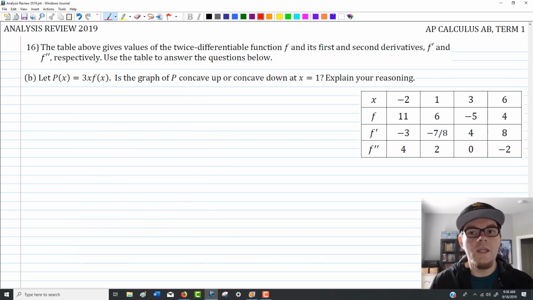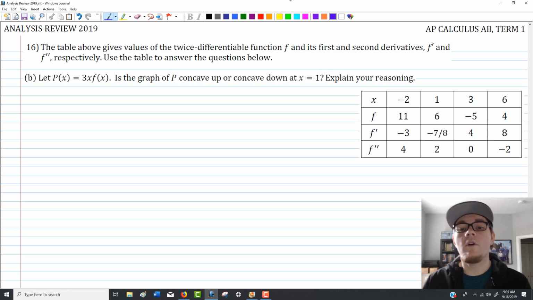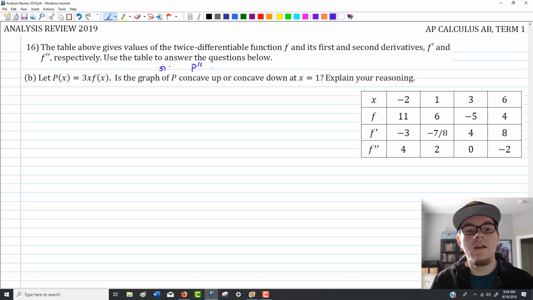Okay, question B. Let p of x equal 3x f of x. Is the graph of p concave up or concave down at x equals 1? Well, if we're talking about concavity for p, we're going to be looking at the sign of p double prime. So in order to get there, we need to, of course, first calculate p prime. Looking at this function, I notice that we've got 3x times another function, which leads me to think that this is a product rule problem. Also, the function being named p sort of leads in that direction as well.